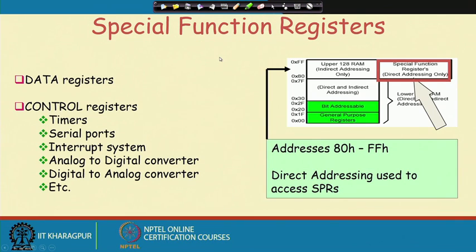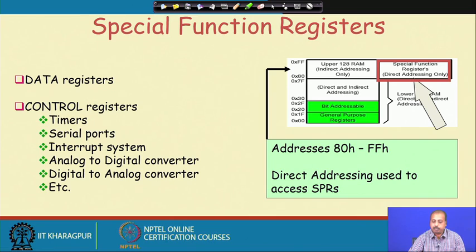Then we will look into the special function registers. There are many special function registers whose addresses range from 80 to FF hex. They are used for direct addressing. We have data registers and control registers. We will see what they are. They have been used in different contexts.